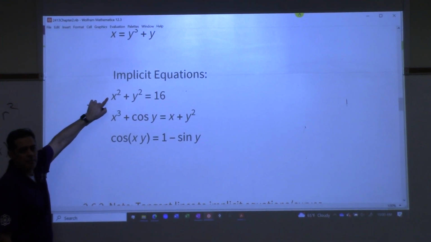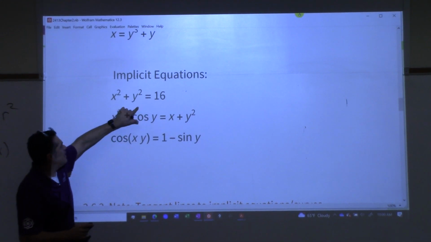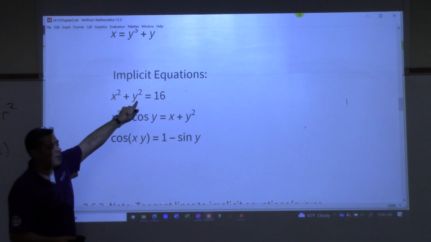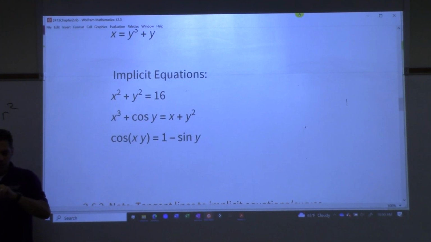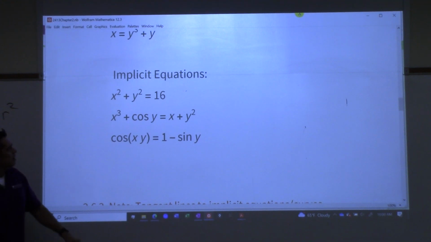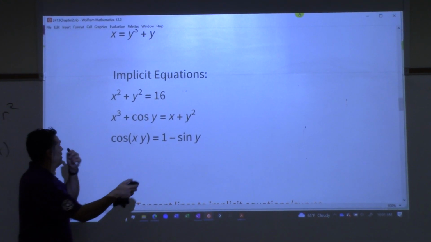That right there, that's a circle, right? I just did the one, x squared plus y squared is 4. That's a circle with a radius of, this has a radius of 4. If you try and solve for y, what happens? You get the plus or minus, right? So you don't have it explicit because there are two different outputs.